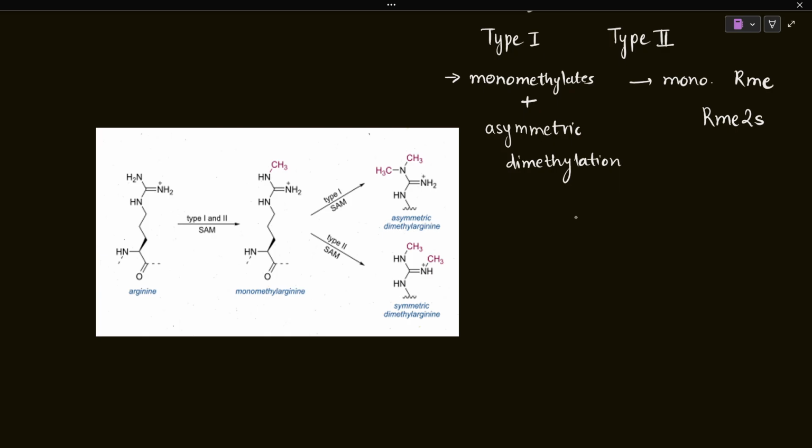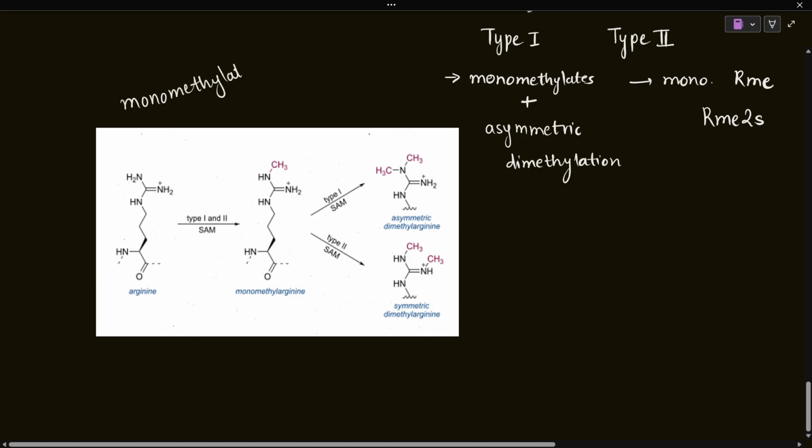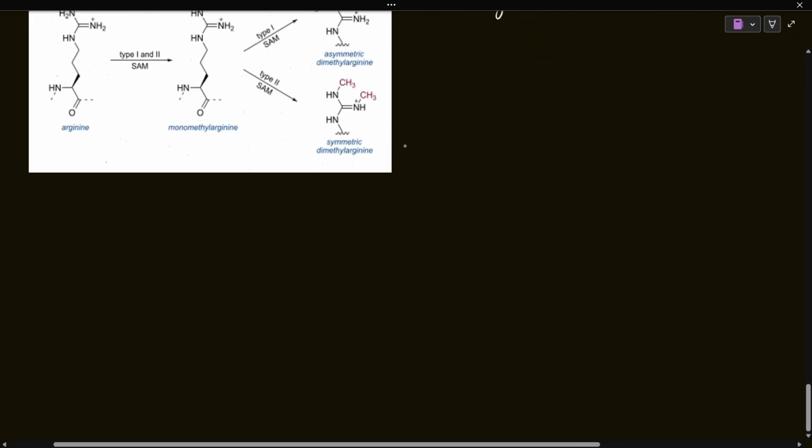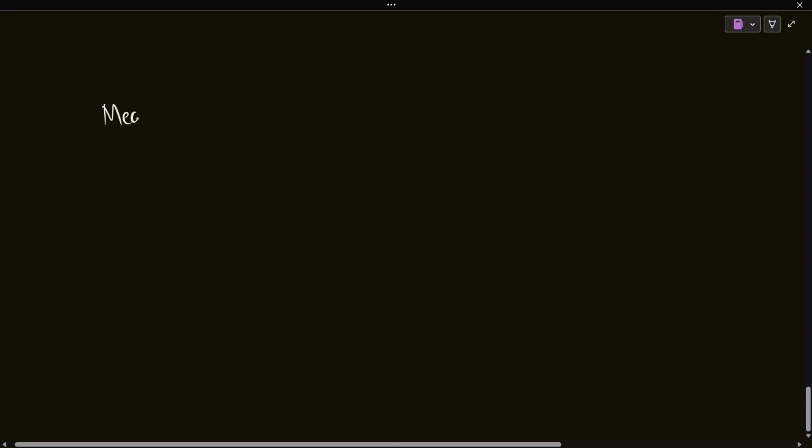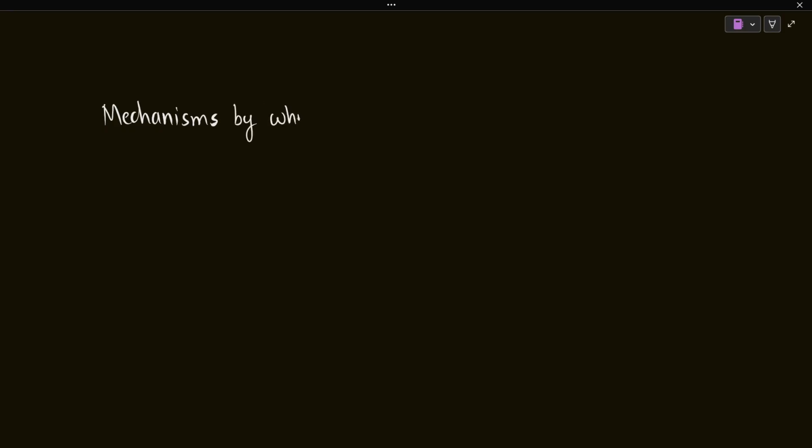So the monomethylation mark is always an active mark. But when it comes to dimethylation, depending on whether it's asymmetric or symmetric, it decides whether it will be a repressive mark or an active mark. So let's have a quick look at the mechanisms by which PRMTs, or say arginine methylation, regulate transcription.